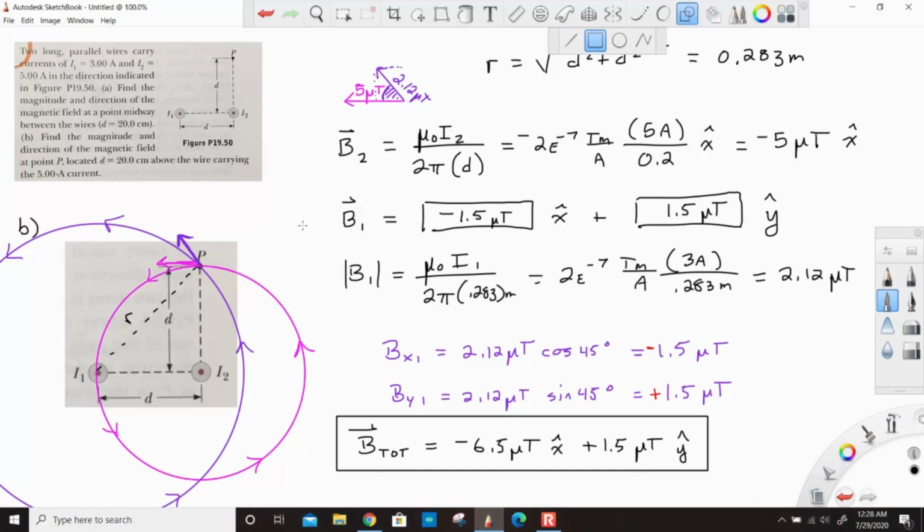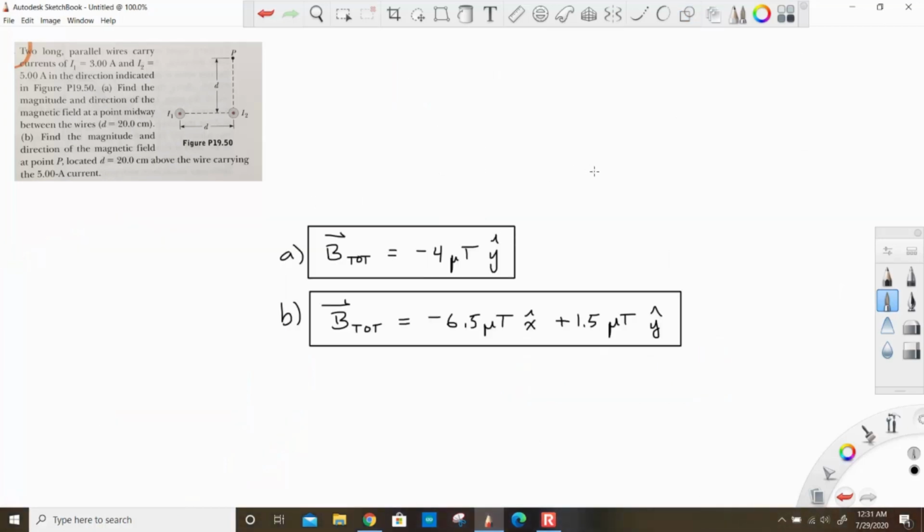Alright, I'm going to clean this up. And those are the values I get for parts A and B in vector form. If you got a different answer, go back and see where either you messed up or I messed up.